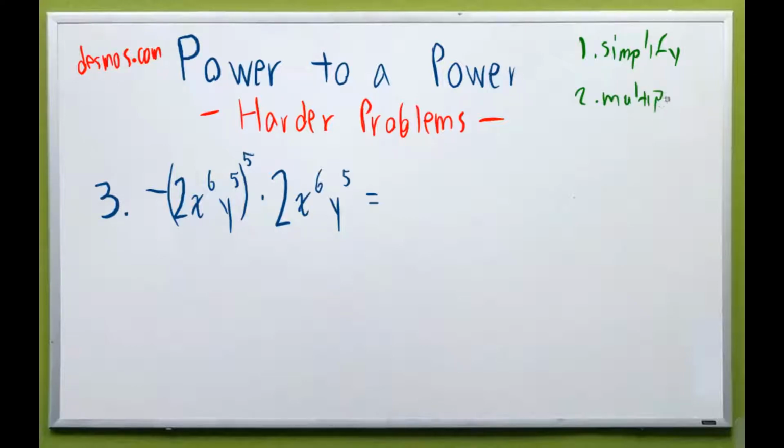All right, so first let's simplify. We know for this we have a negative on the outside, but I was going to say, notice this quantity is raised to an odd power, but it doesn't really make much of a difference for our sign because there's no negative inside the parentheses. So we have 2 to the 5th power, x to the 30th power, and y to the 25th power.